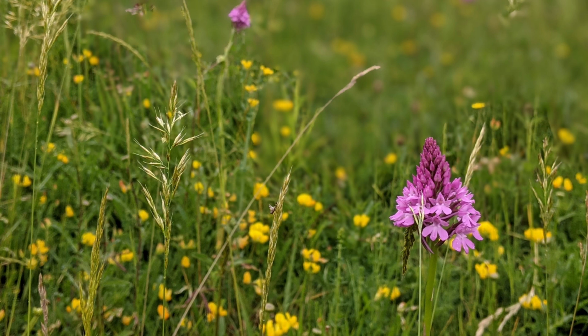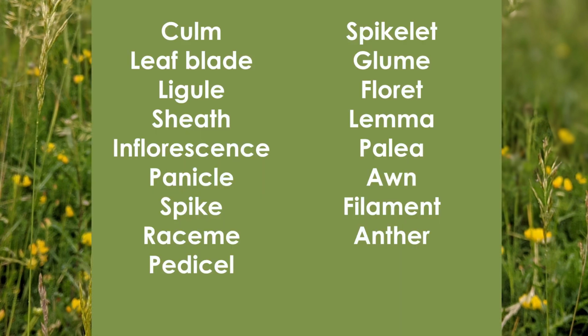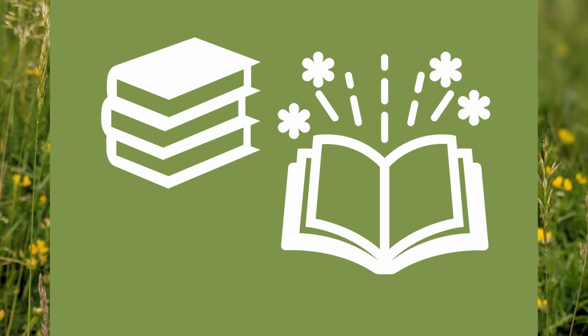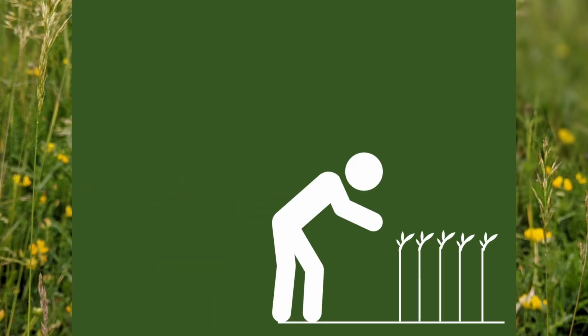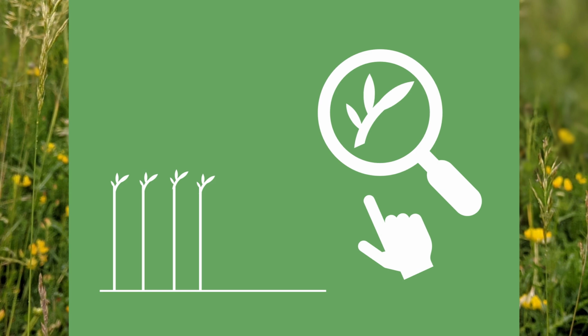Right, so that's it. Here's the list of botanical words you now know. Have a look through a plant ID book in the grasses section and see how much you can remember. Go out and try and look at the different features on some grasses. Just being able to identify the different anatomical features is already such a huge start.